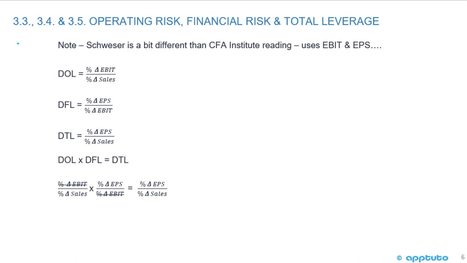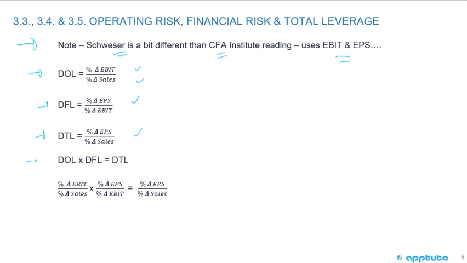Okay, this slide is just a little note that I wanted to point out that Schweser is a little bit different than the CFA Institute reading. If you go to the CFA Institute reading, the formula is exactly as I've given. But in the Schweser notes, they're using EBIT and EPS as well. So they've got the degree of operating leverage as the percentage change in EBIT over the percentage change in sales. The degree of financial leverage, they're using the percentage change in the earnings per share divided by the percentage change in EBIT. And the degree of total leverage, the percentage change in EPS over the percentage change in sales.